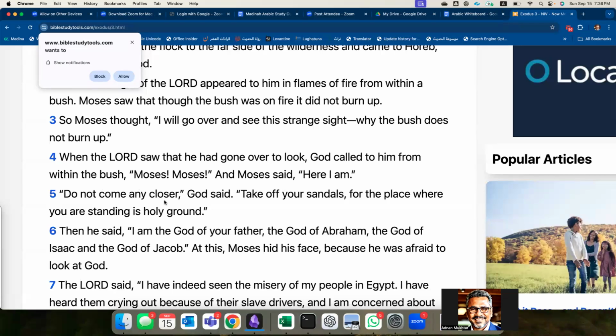Do not come any closer, God said. Take off your sandals. Look at that. فَخْلَعْ نَعْلَيْكَ. For the place where you're standing is holy ground. فَإِنَّكَ بِالْوَادِ الْمُقَدَّسِ طُوًى. Did you see the similarities? It's literally word for word exactly the same.